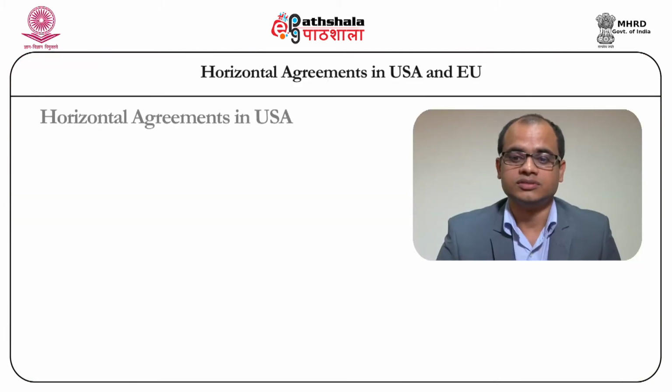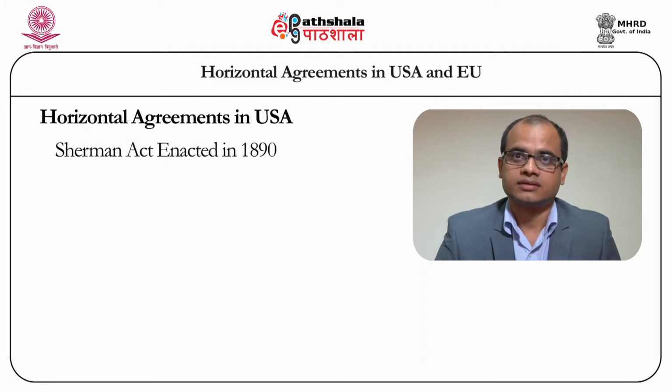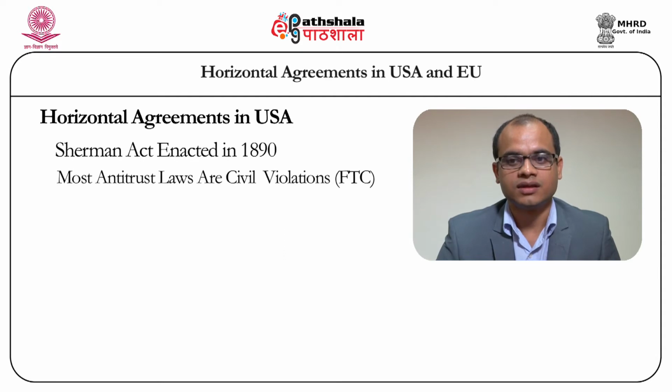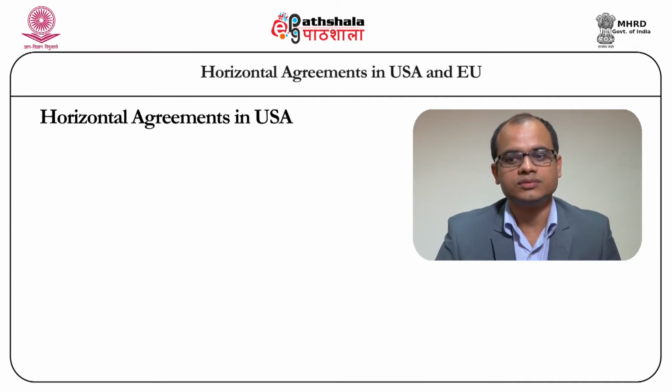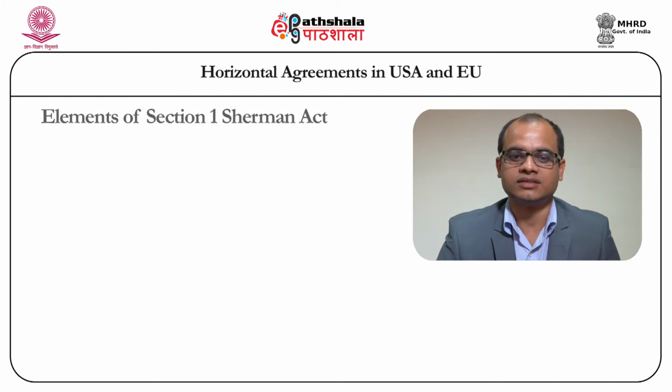Moving on to horizontal agreements in USA, the Sherman Act is the oldest act. It is of 1890, and Section 1 of the Sherman Act prohibits every contract, combination in the form of trust or otherwise, or conspiracy in restraint of trade or commerce among the several states or with foreign nations. So the section refers to contracts, combinations, or conspiracies in restraint of trade. Therefore, a concerted action between two or more separate persons or entities needs to be shown.